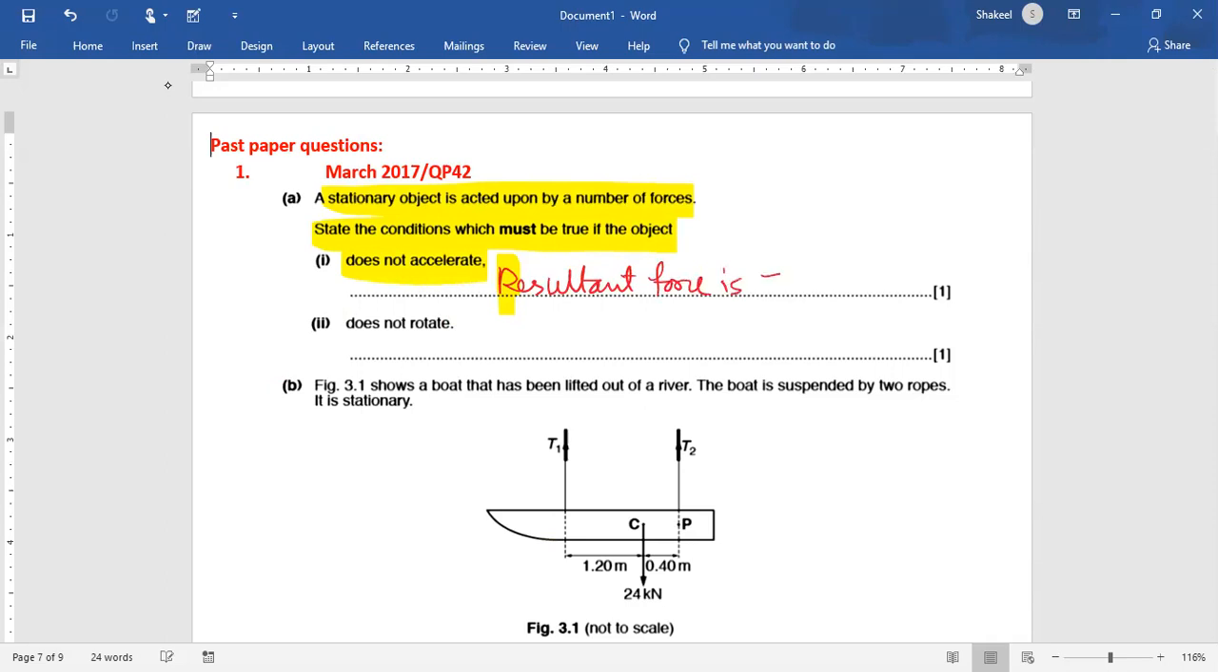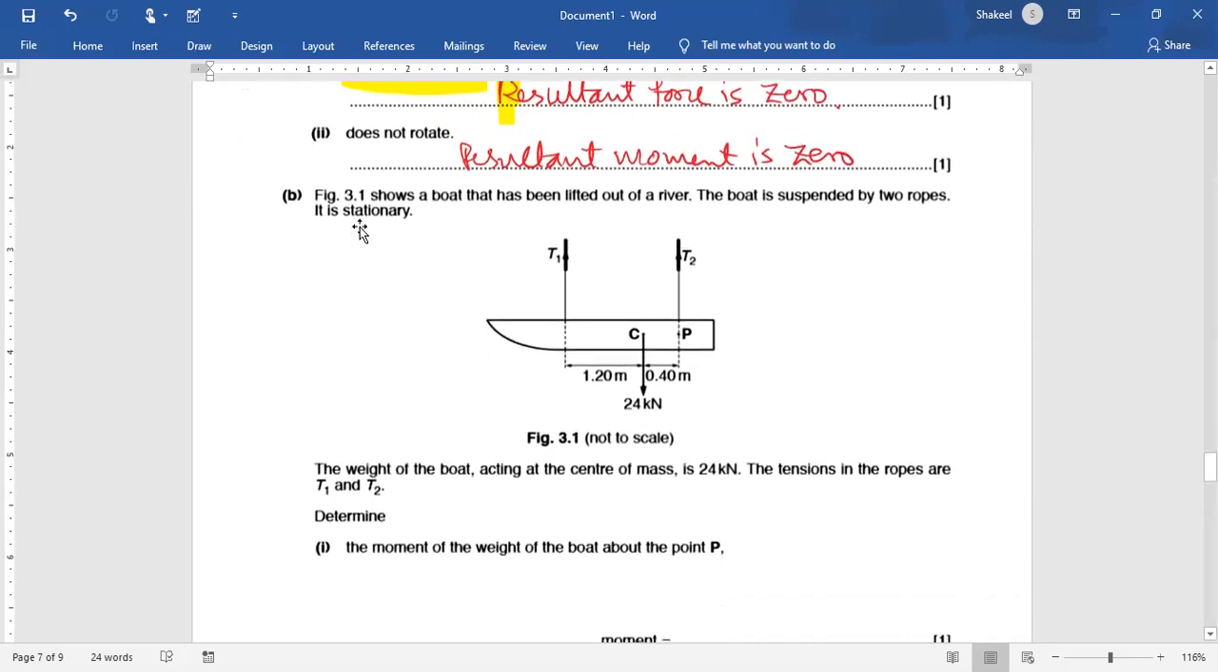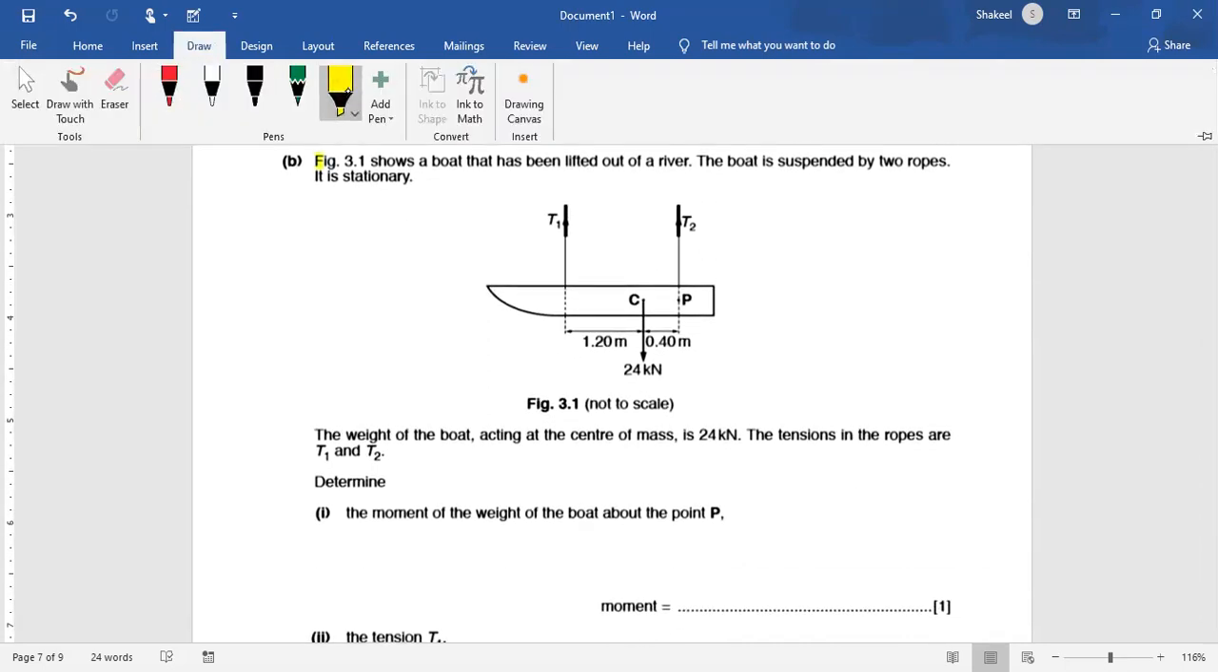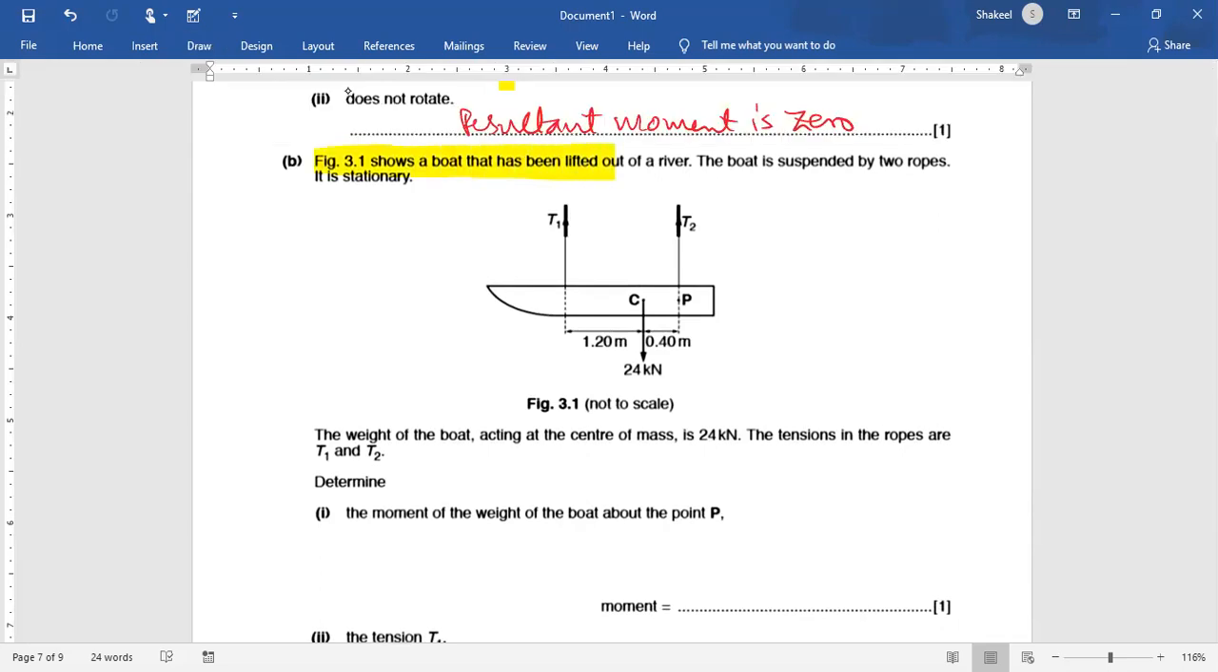Resultant force is zero. And the object does not rotate, it means resultant moment is zero. Resultant moment is zero. Okay, let's move forward and apply the thing that we have learned just a while ago. Figure 3.1 shows a boat that has been lifted out of a river. The boat is suspended by two ropes. It is stationary. So two ropes are there.